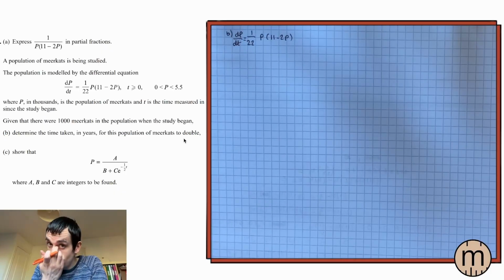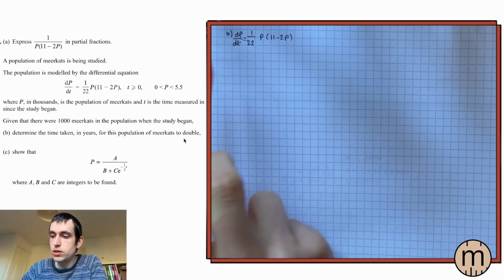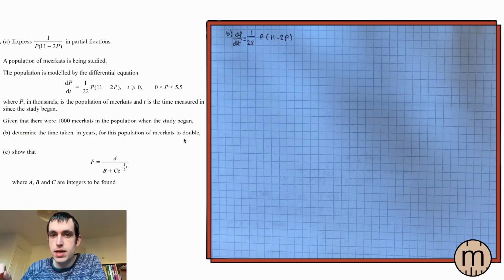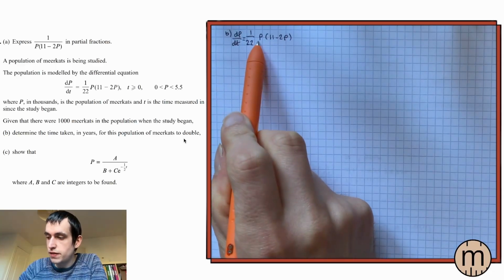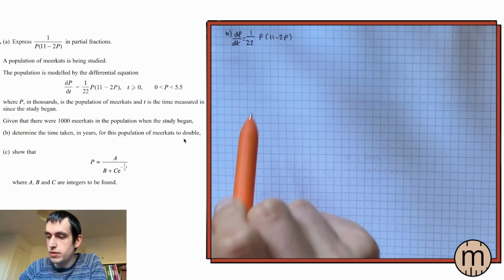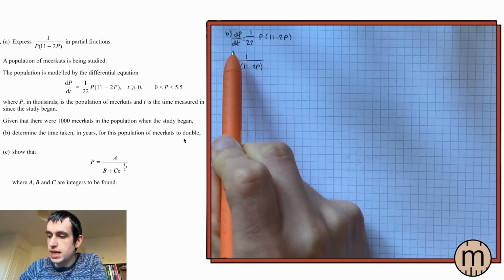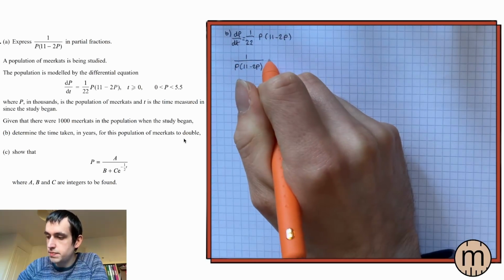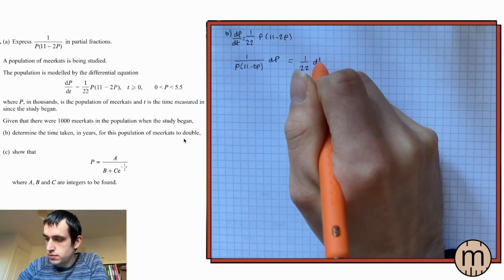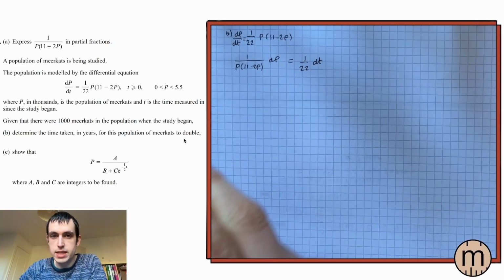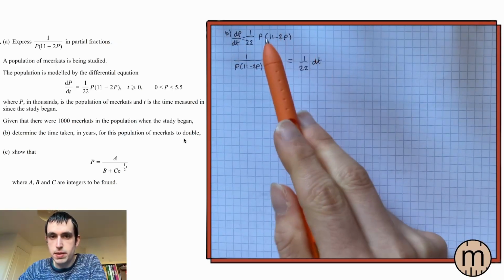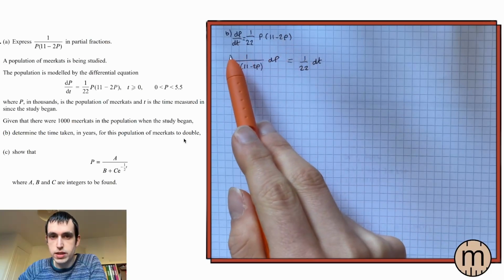To solve a differential equation, we want to get everything that's p related onto one side and everything that's t related onto the other, and that includes dp and dt. So what I'm going to do in this case is divide everything by p times 11 minus 2p, and times everything by dt. And we're going to get this. So the dt has moved to this side, and the p times 11 minus 2p has moved to this side.